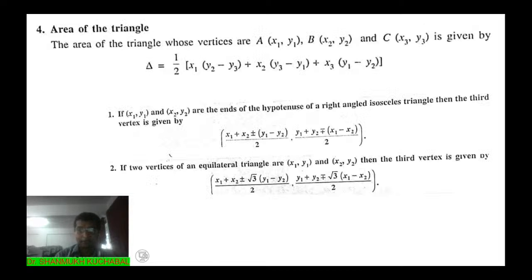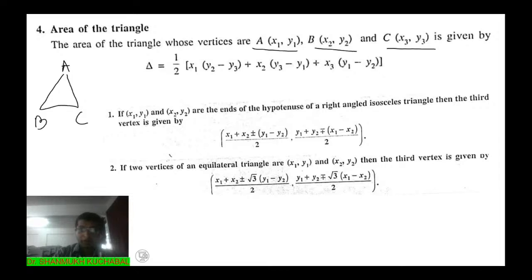Then the area of a triangle. Suppose we have a triangle like this. This is point A with coordinates (x1, y1). This is point B with coordinates (x2, y2). And C is the third point with coordinates (x3, y3). Then the area of the triangle, delta, is given by the formula 1 by 2 times [x1 (y2 minus y3) plus x2 (y3 minus y1) plus x3 (y1 minus y2)].